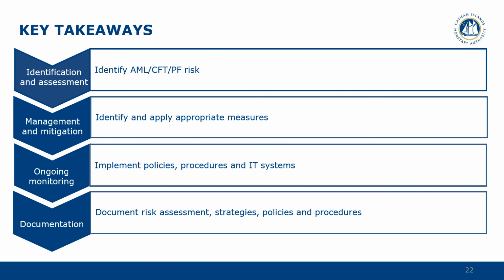The second stage is managing and mitigating those risks by identifying and applying the appropriate measures, and that can take many forms. It could be by using enhanced due diligence, it could be by requiring senior management approval for certain transactions or activities, you could have certain limits on certain activities, and also you have your education and training programs internally in your compliance team. Then of course you have your ongoing monitoring, whereby you need to implement policies, procedures and IT systems to make sure that emerging risks and changing profiles are captured and fed into the risk profile for all of your clients and customers.